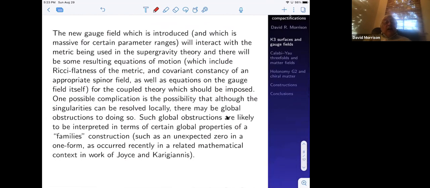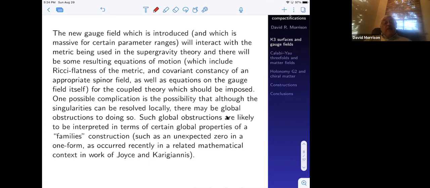The new gauge field that I got, which would be a massive gauge field for certain parameter ranges, will interact with the metric being used in the supergravity theory as well as other fields in the supergravity theory. And there are some equations of motion for the coupled theory. Those include the equations of motion that we would have had in the supergravity theory itself, like Ricci flatness of the metric and covariant constancy of an appropriate spinor field to make sure that we got supersymmetry in the effective theory. And there will be some equations on the gauge field itself, a Hermitian Yang-Mills type equation. All of those are the natural equations of motion that you would impose on the coupled theory.